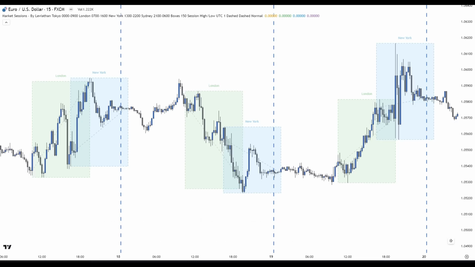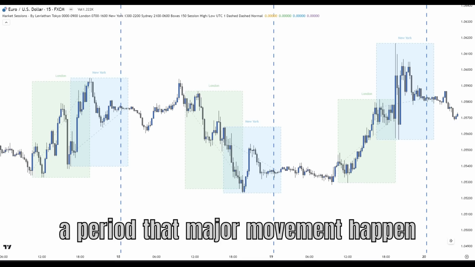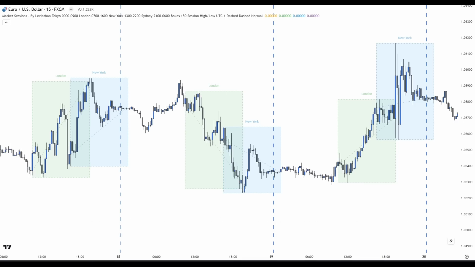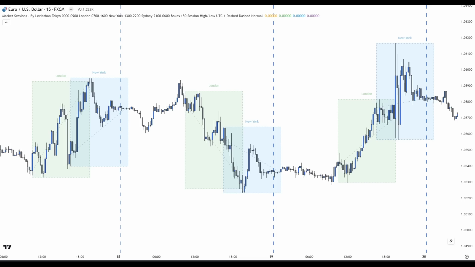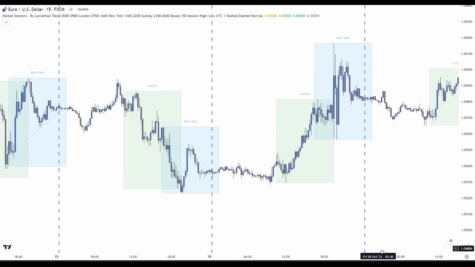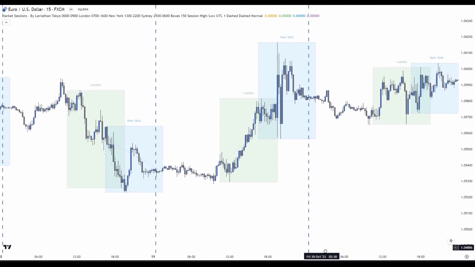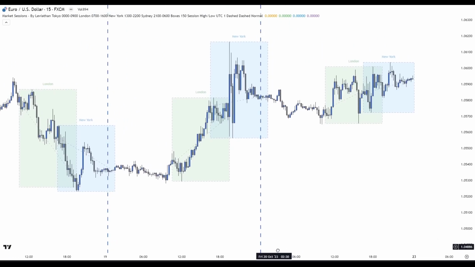The overlap represents the period of the day when the major movements happen in the market. That's why most lower time frame traders, like scalpers and session traders, prefer to trade only in these hours, which is perfectly fine. However, while understanding the sessions and the overlaps can aid the traders in arranging their schedule, one influence should not be forgotten: the news release.